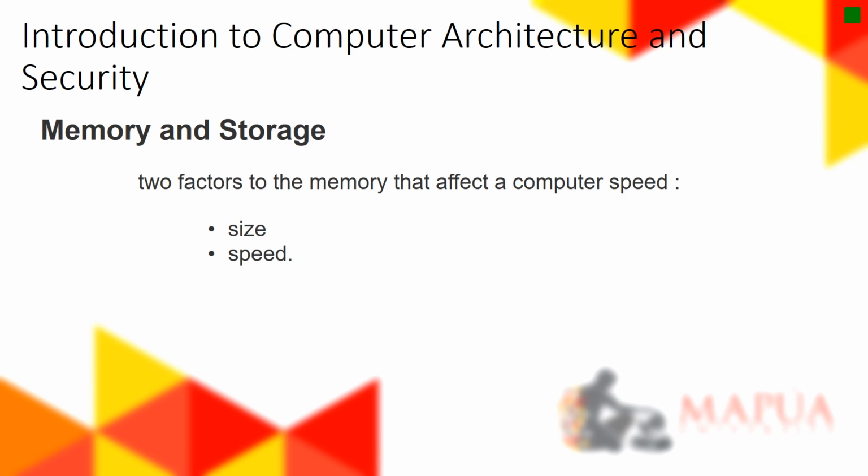Another topic for the introduction to computer architecture and security is what we call the memory and storage. Memory is used to carry out arithmetic operations and store intermediate results. There are two factors of the memory that affect a computer's speed the most: the size and the speed. More memory can result in less intermediate result storage and less operation, so it improves computer speed. High-speed memory can reduce the delays during each operation.